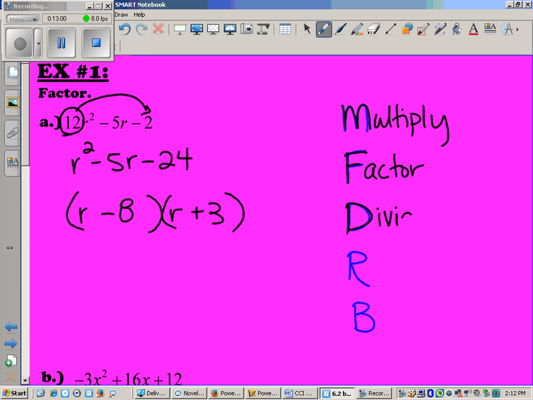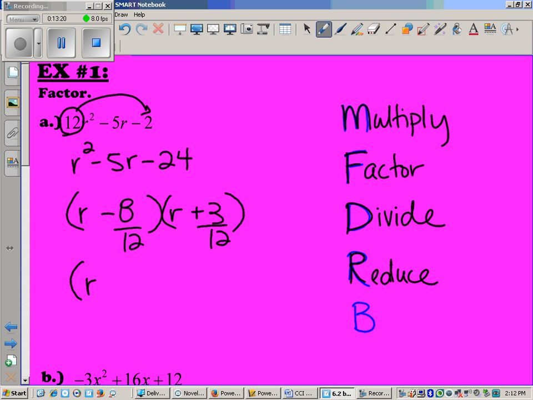The D means divide. If you go through and multiply something by 12, you have to go back and balance it out by dividing things by 12. So you're going to divide everything by what you multiplied by in the first place. So in this case, it would be the 12. Okay? The R represents reduce.